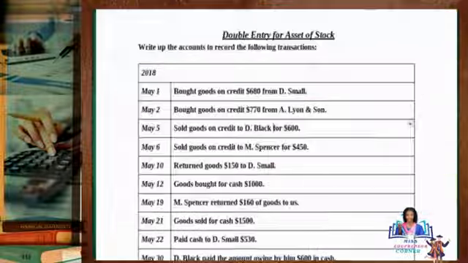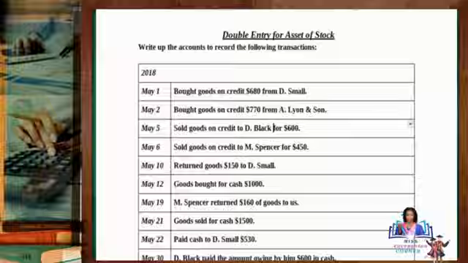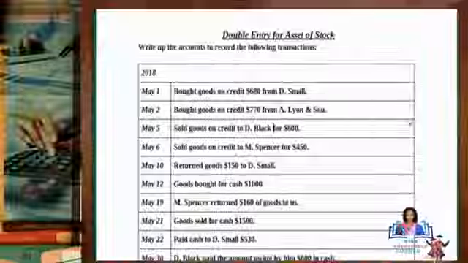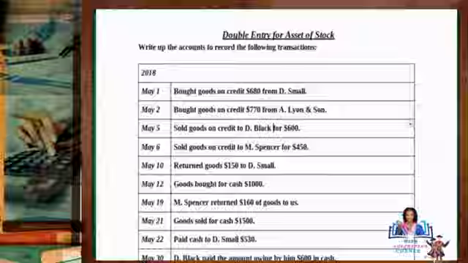Alright, so now we're going to record these transactions using the double entry system for the asset of stock. In the year 2018, on May 1, bought goods on credit $680 from D Small. The two accounts being affected in this transaction would be the stock account. So there's an increase in stock, or an increase in inventory. Inventory is another word for stock.